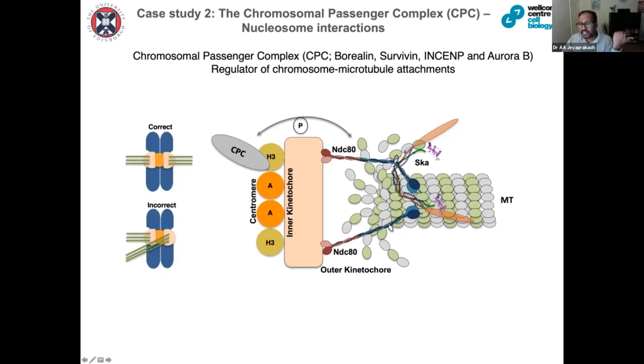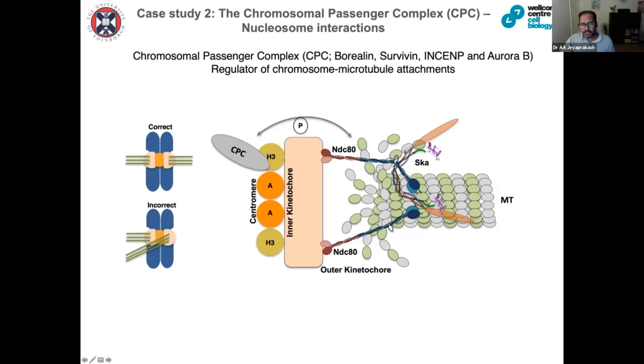So as I had mentioned earlier, these microtubule binding proteins bind microtubules by recognizing them via electrostatic interaction, and CPC eliminates incorrect attachments by introducing a phosphorylation in the microtubule binding interfaces of NDC80 and SKA complexes. So the phosphorylation will change the electrostatics and hence will weaken the interaction between NDC80 and SKA with microtubules. To do its function, the CPC needs to associate at the centromere region of the chromosomes.